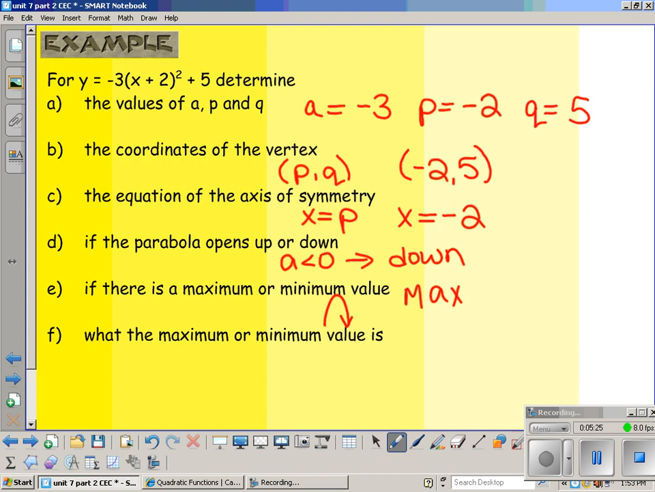Think about this. We're opening down. We have a largest point. And what is the maximum value? That is found from our Q, and in this case, our Q is 5. So the highest value is at y equals 5.